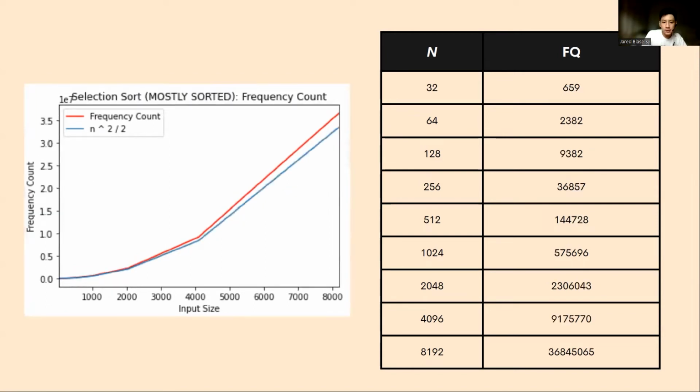In the mostly sorted list, the gap between the basis and the frequency count became a lot smaller because the conditional failed more often. Hence, the reassignment statement was executed less. From what we've seen, the selection sort is not much affected by the ordering of the elements in the list, unlike the first two algorithms. So let's move on to the next algorithm.